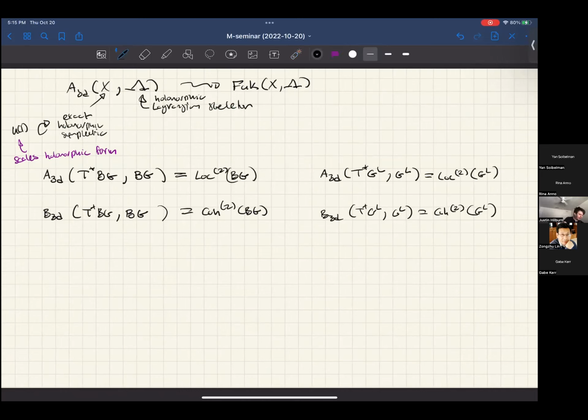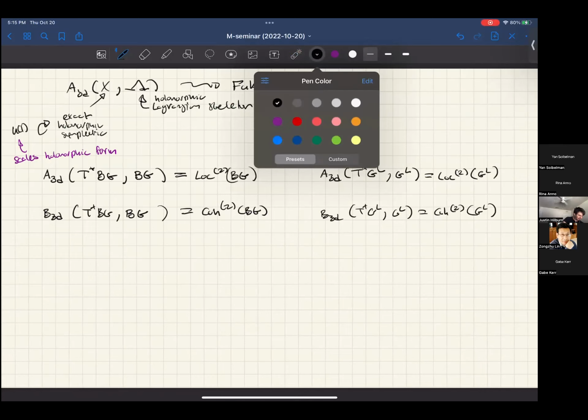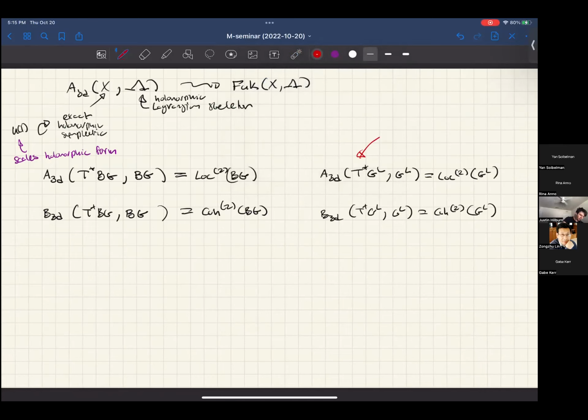And what I want to claim is that this thing also is going to behave like a wrapped Fukaya category. It's going to be generated by a cotangent fiber. So let me try and argue for why that's true.